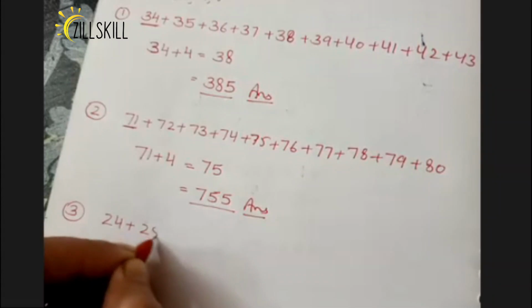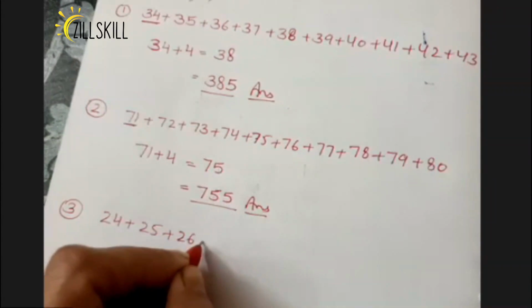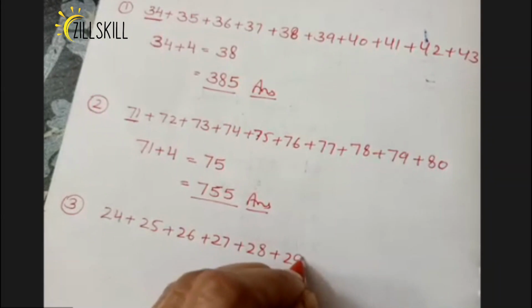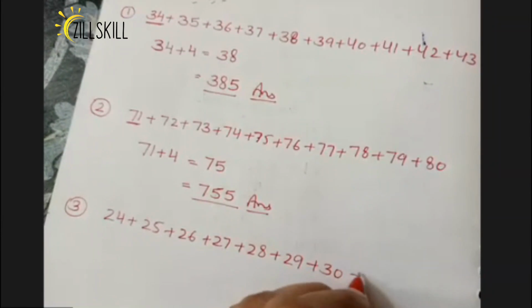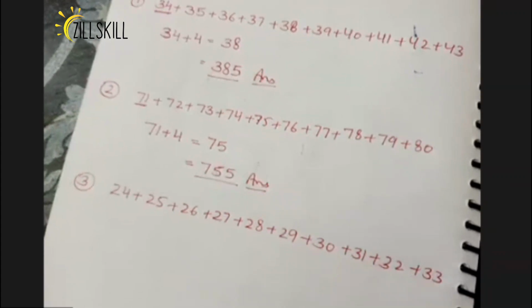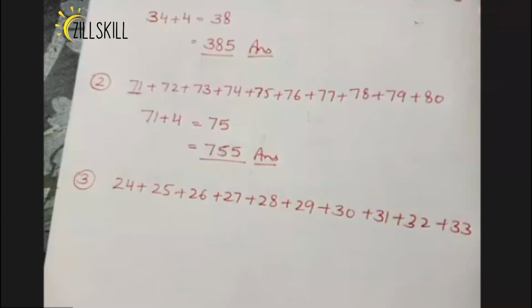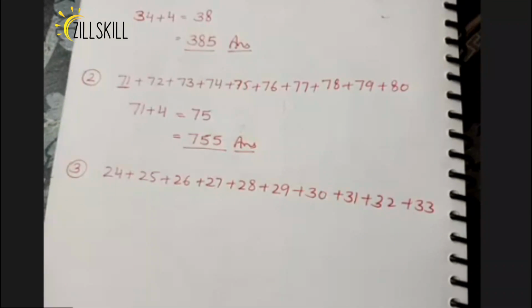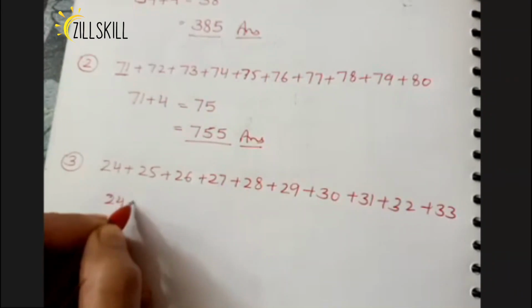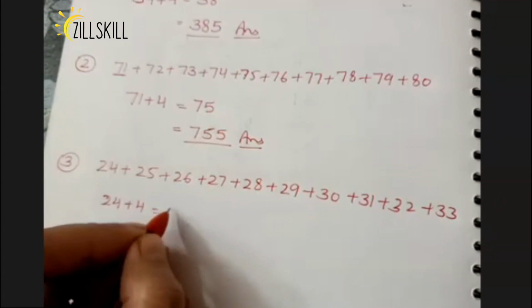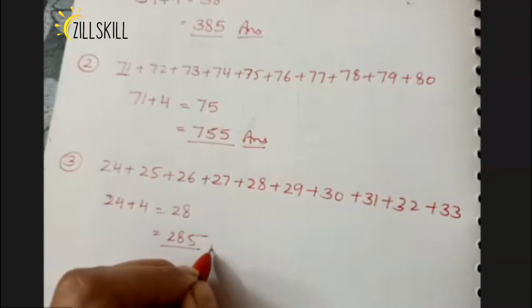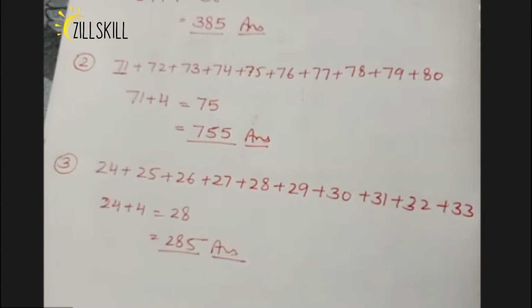Now a third question for you: 24, 25, 26, 27, 28, 29, 30, 31, 32 and 33. Do this and tell me the answer in the chat box. Add the first number, 24, and add 4 to it. The number is 28, and put 5 in the unit place. The answer is 285. Got it?